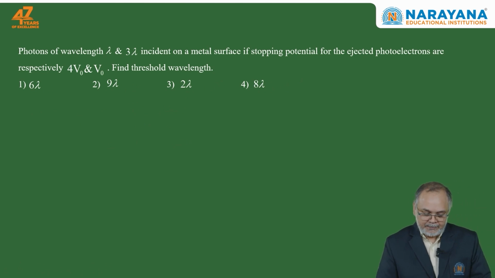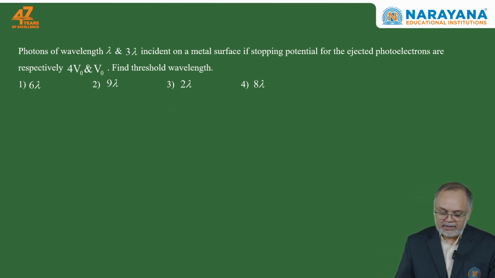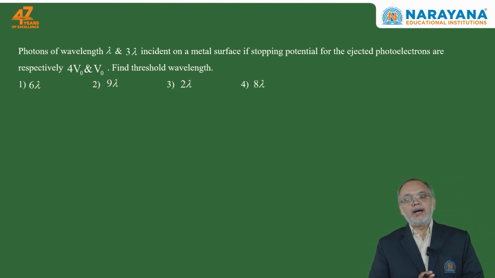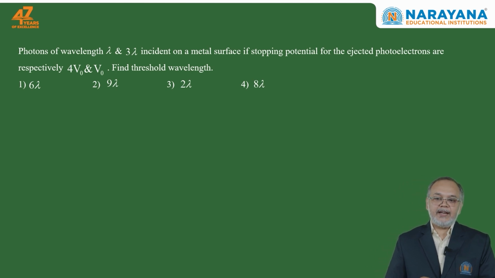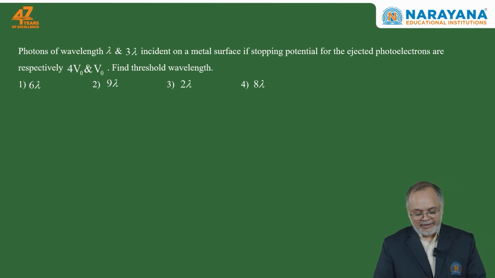Now the next question is related to the photoelectric effect chapter. Given that photons of wavelength lambda and 3 lambda incident on metal surface, if stopping potential for the ejected photoelectrons are respectively 4V0 and V0, find the threshold wavelength.